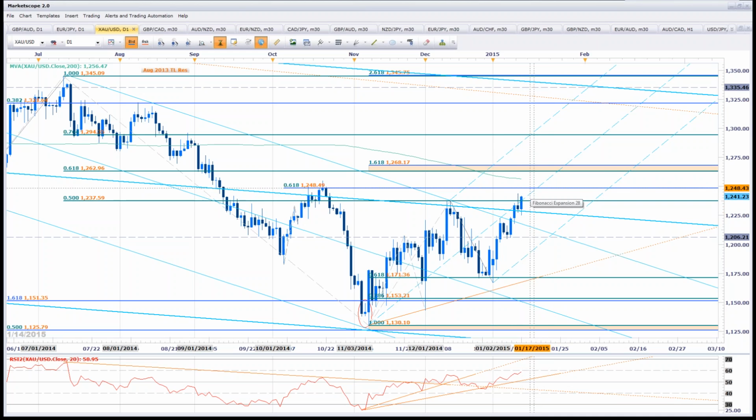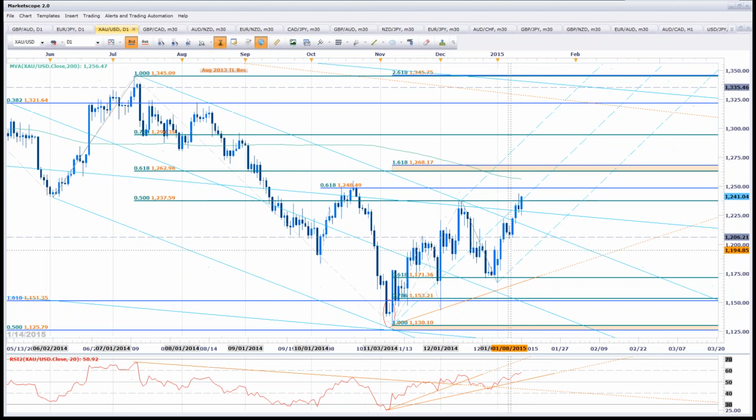More importantly, 1262, 1268. And it seems crazy because people talking about a long gold trade at this point just seems like we're out of our minds, because we're looking higher. But that's what the technicals have said since the start of the year, guys. There's been nothing bearish about gold since the start of the year.